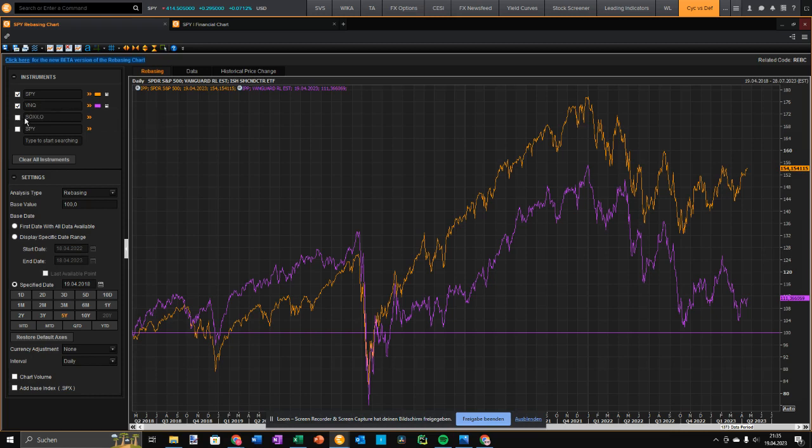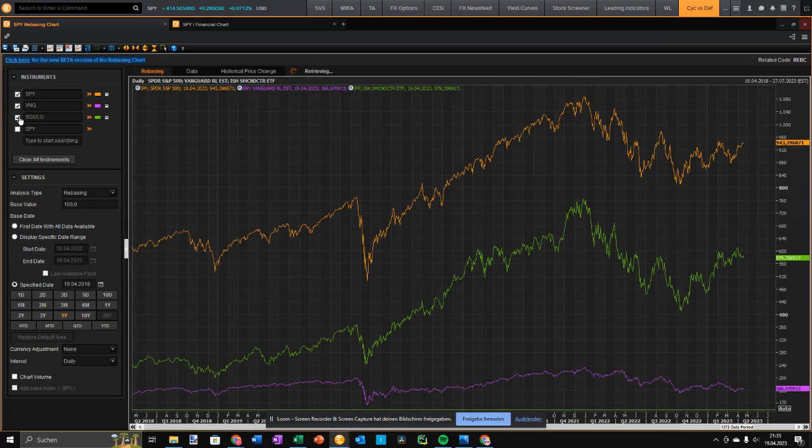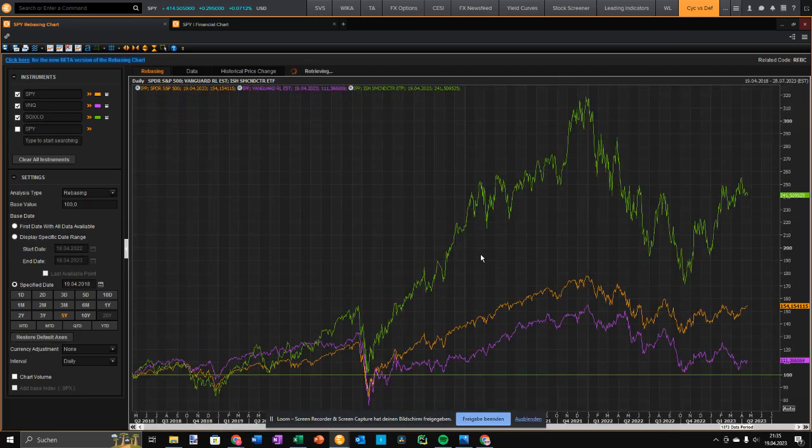But now when I turn on the cyclical ETF, the SOXX, a semiconductor ETF, then you will see what I mean. This is now the green line. You see it's outperforming the market extremely well in the growth phase, but it's also sharply correcting when the market is correcting to the downside.